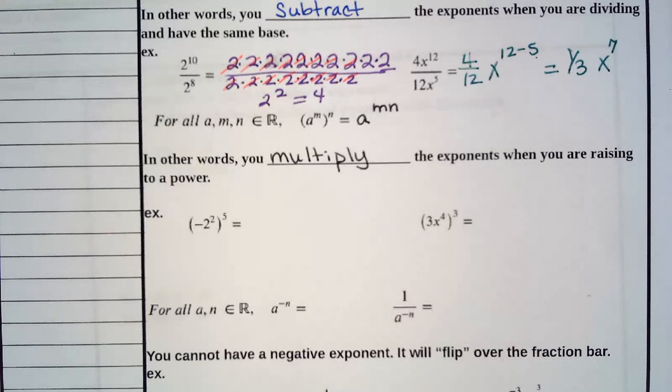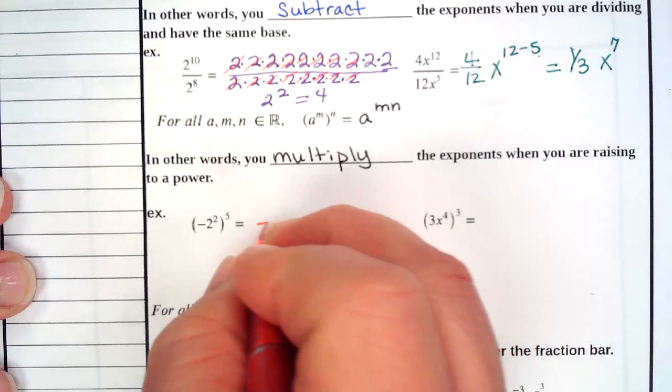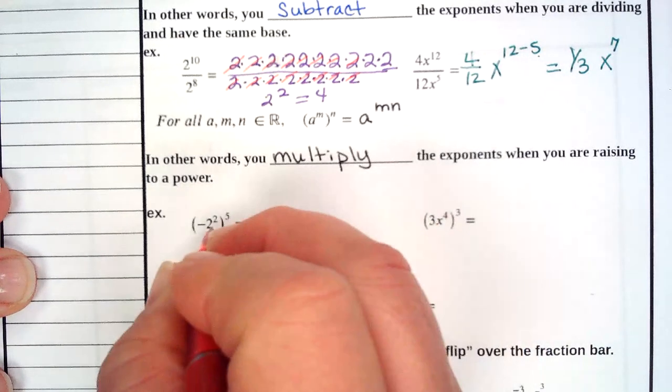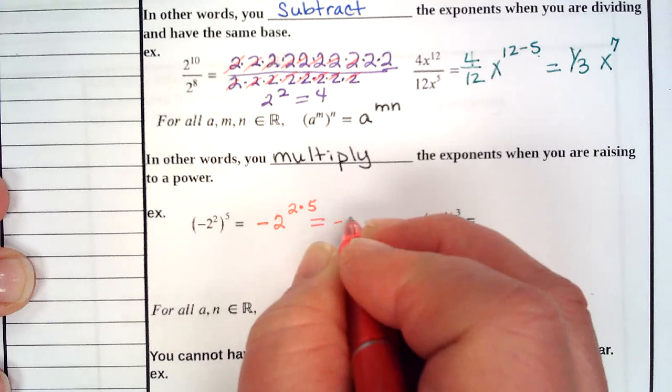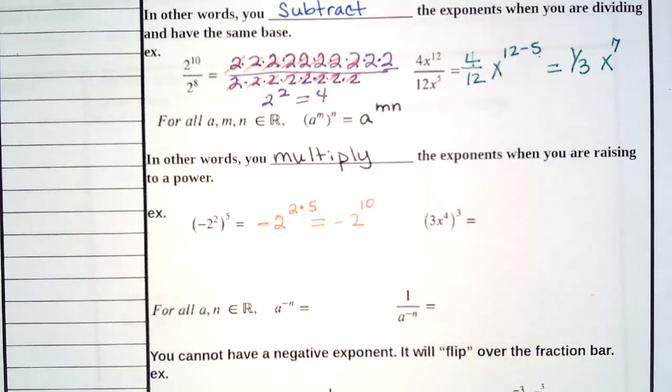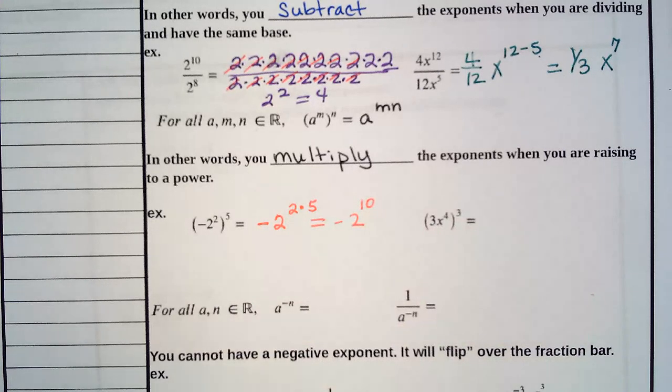So let's look at the next one. This is negative 2 raised to the 2 times 5 power, which is negative 2 to the 10th power. And that would be exponential form. Okay, now let's think a little harder. If I am raising a negative number to an even amount of powers, what will that number be, positive or negative?